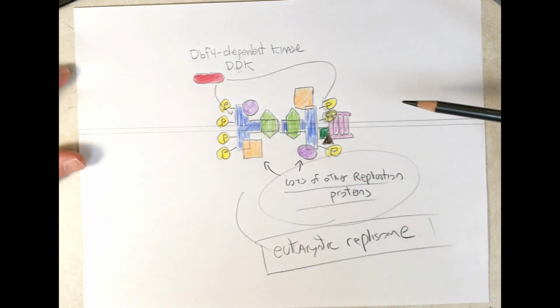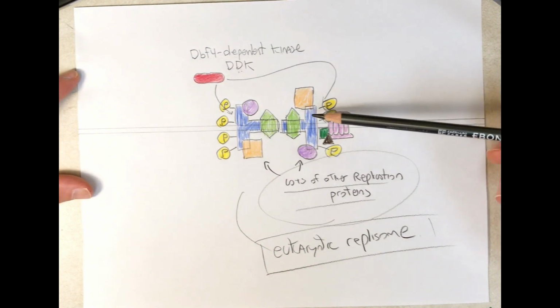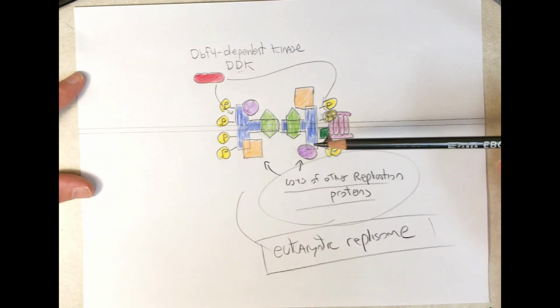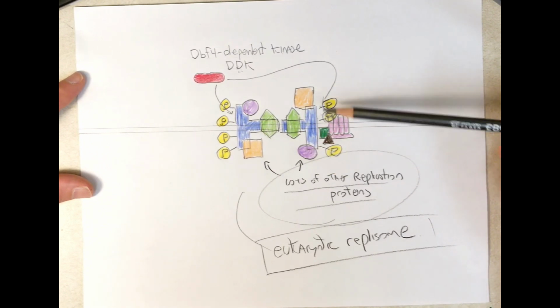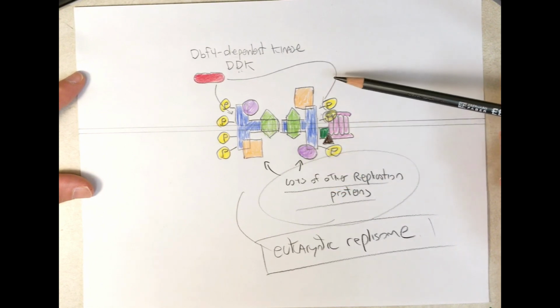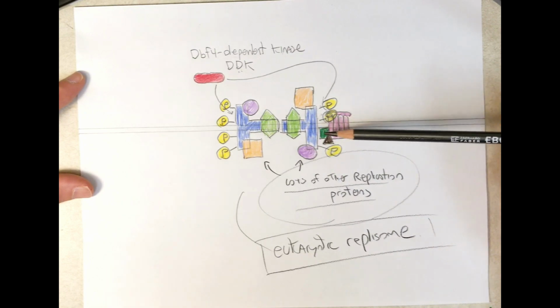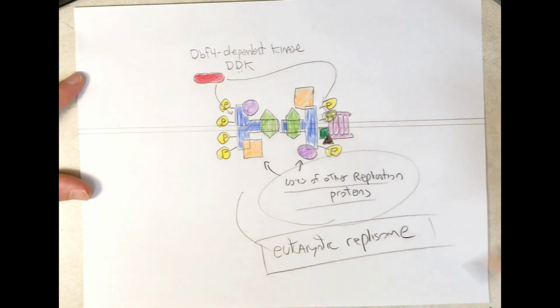What we're going to take a look at next is how scientists know these are the components that assemble at the origins to initiate replication. We'll take a look at how they know that and how they do studies of these complexes. We'll take a look at that in the next video.